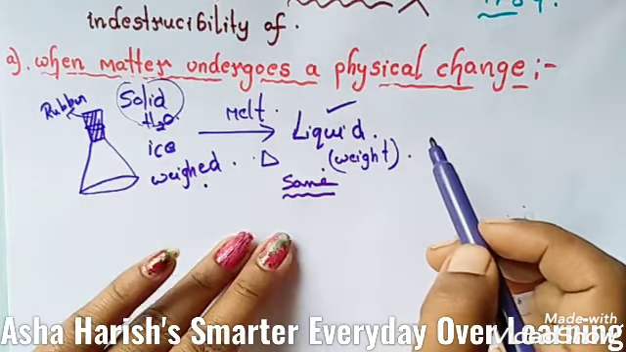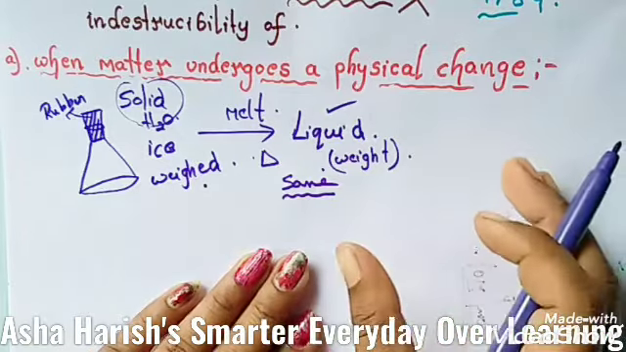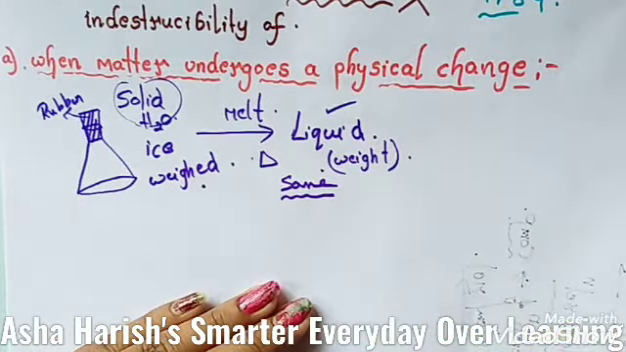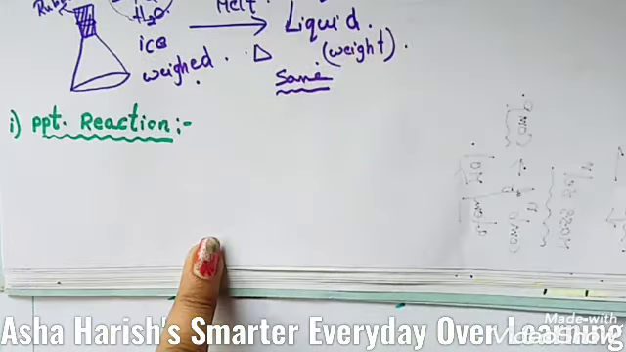Now the second example, when matter undergoes a chemical change. I told you some types: a precipitation reaction, and the second one, decomposition of mercuric oxide. Let us see about those.